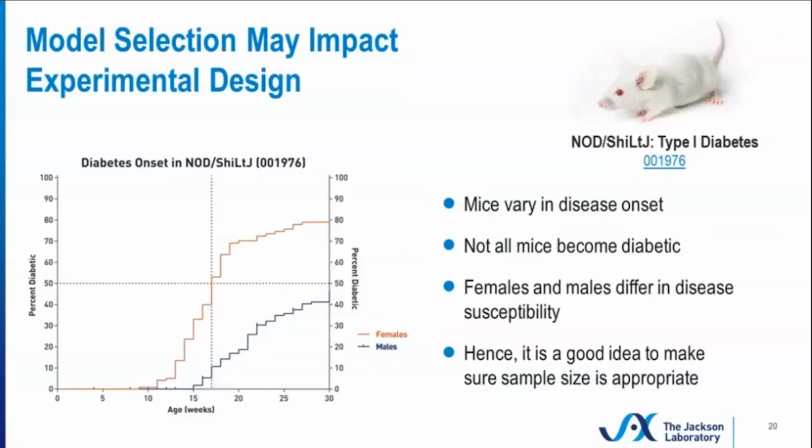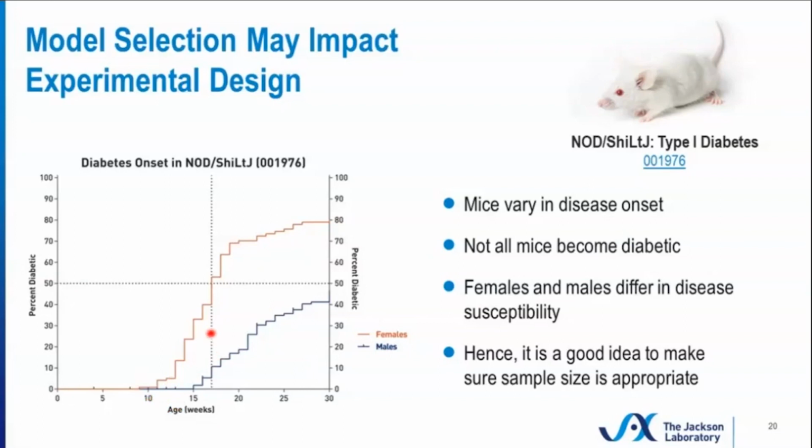Note that in this graph over here, let me bring back my laser pointer. If you notice in this graph, you have the males and the females with the different colors. With the age and the percent diabetic, you have mice that have variation in that disease onset. Some mice don't even become diabetic. And you see there is a variation in the sex as well when it comes to choice of animals.